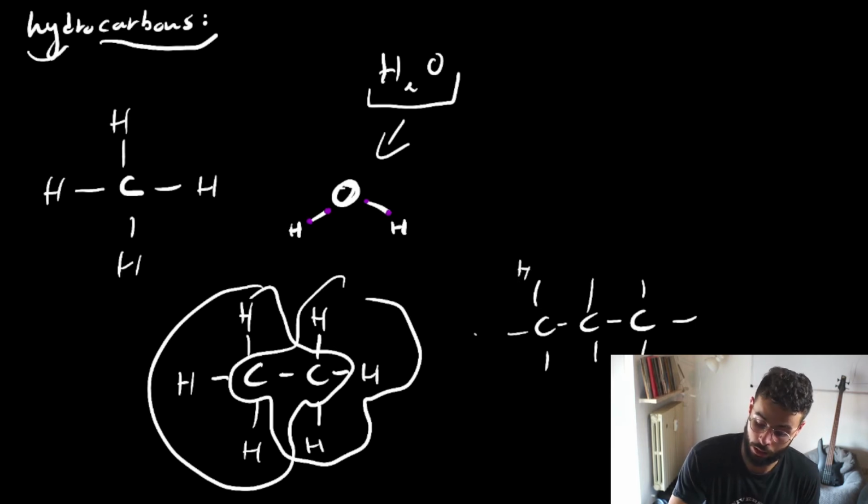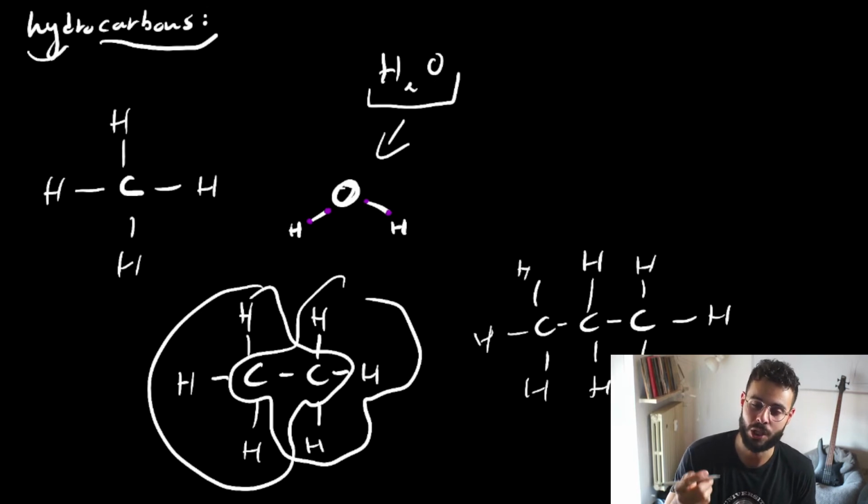So now we have 3 carbons, and each one has 4 covalent bonds, because each carbon can create 4 covalent bonds thanks to the fact that it is in group 4 and has 4 valence electrons. So it needs 4 extra electrons to complete the octet rule. But what does it mean?